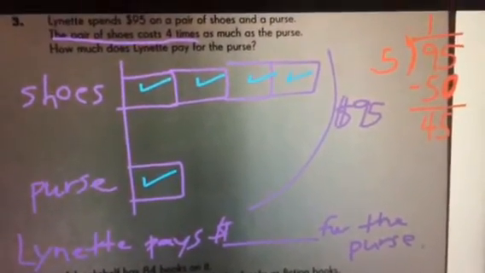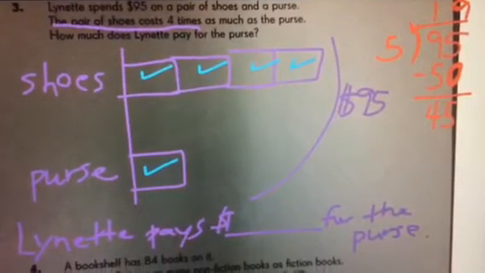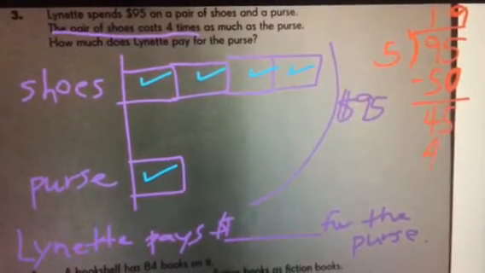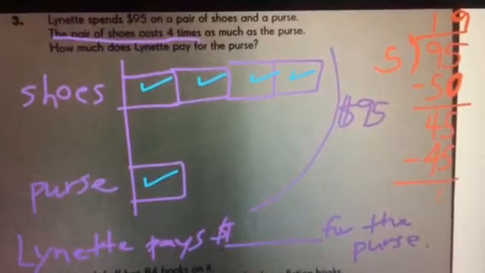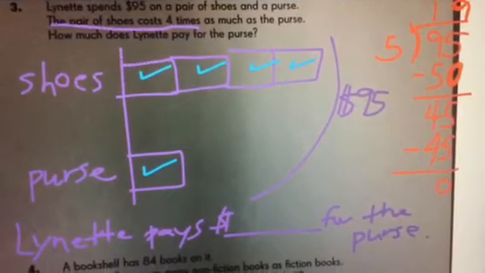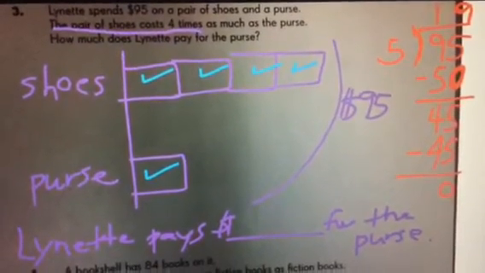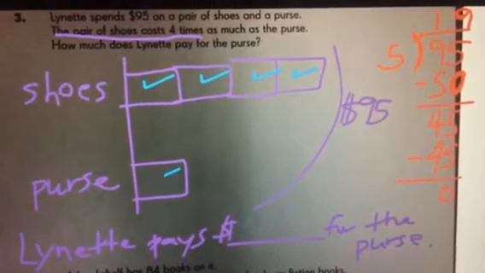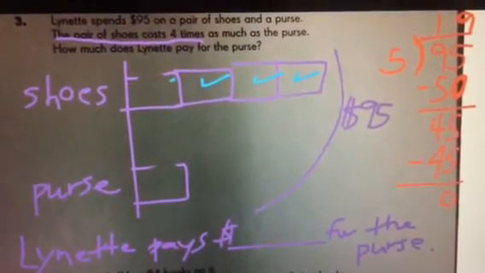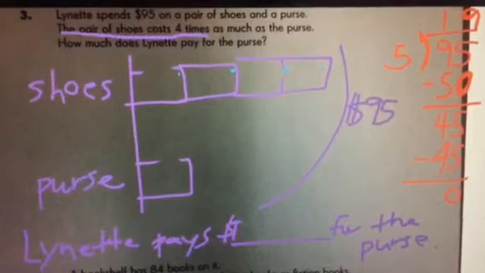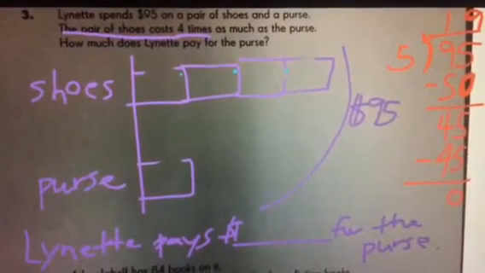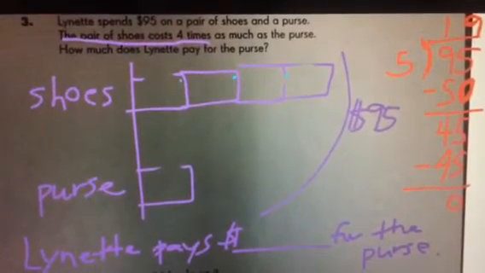5 times what is 45? 9. So we have 0 remainder and we have 19. Now this, once again, listen carefully. In class, this is where many of you made another mistake. Let me get the right color here.